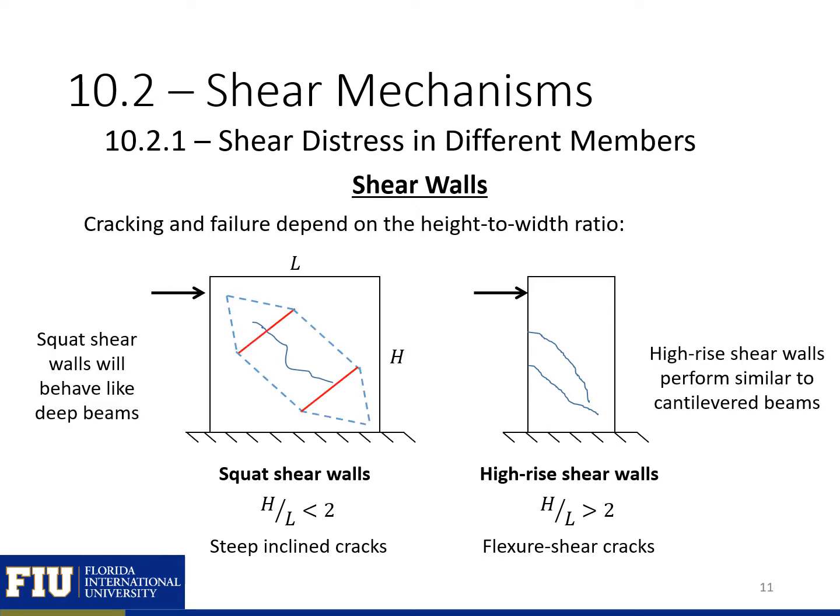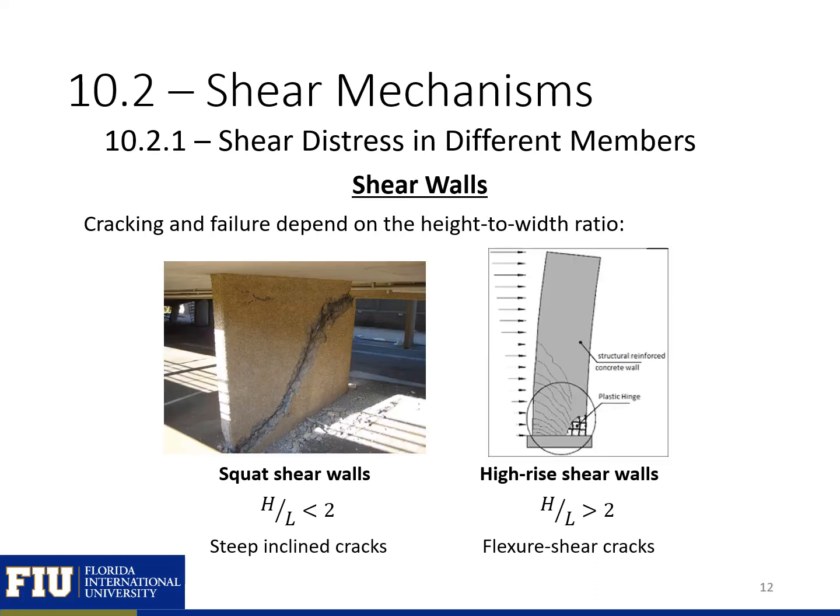So you can see here with squat shear walls, they're going to behave like deep beams. So we can create a strut and tie model to model the flow of stresses through the element. And a high-rise shear wall is going to behave similar to just a cantilever beam. And here you can see example failures of each, with our squat shear wall with this large diagonal crack through, and a high-rise shear wall where we have more flexure cracks that are turning into shear cracks.